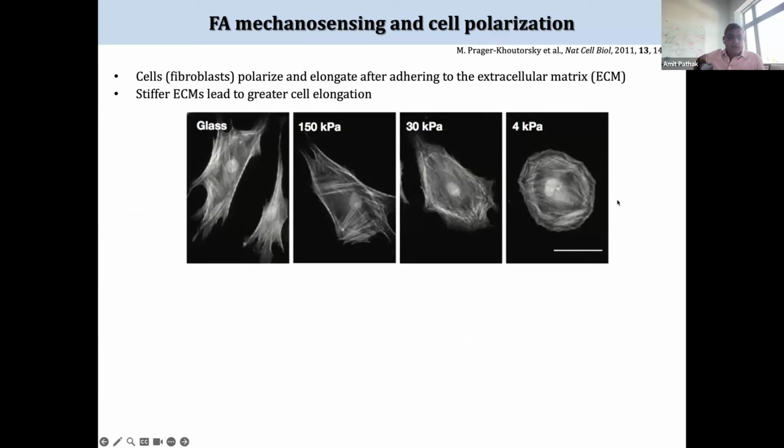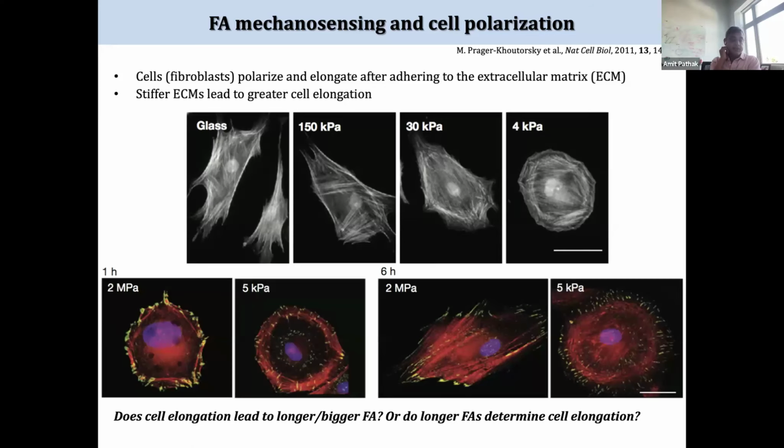So why is that? Why are stiffer ECMs leading to greater cell elongation? If I didn't show you these images, why should that happen? Why should the cells be elongated? And I have made a big deal about saying adhesions are the main sensors of mechanical cues. So the next obvious thing is to look at these adhesions. So alongside these cell shapes, let's also look at adhesions, but temporally.